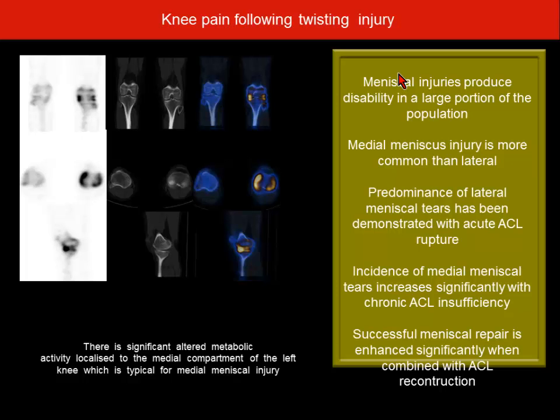Coming to the literature, what does it say? Meniscal injuries produce disability in a large population. It's the commonest site. Often they have the knee as a major problem. Medial meniscus injury is more common when compared to the lateral, and in fact successful meniscal repair significantly enlarges. But even after the repair, the patient often has very significant pain in this area, so you need very adequate physiotherapy and a change in walking style, and all these factors do help to get it into a regular shape.